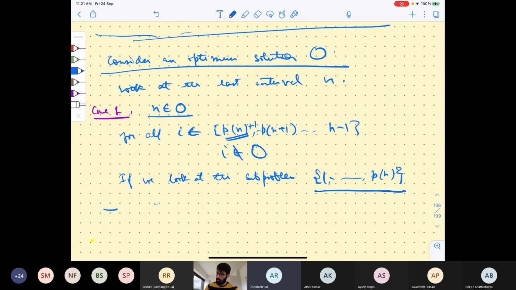So let's say that the best solution for this is O prime. Then can we say something about O prime and O? Let's say for now that a unique optimum exists. Tell me: O is equal to O prime union n.